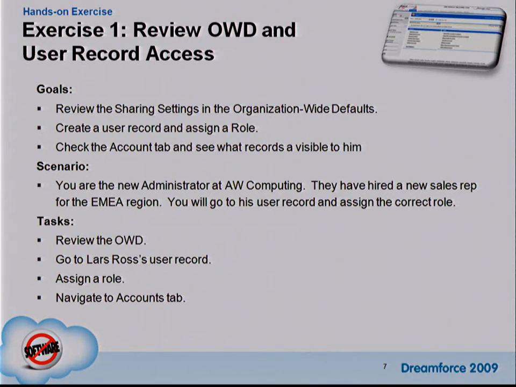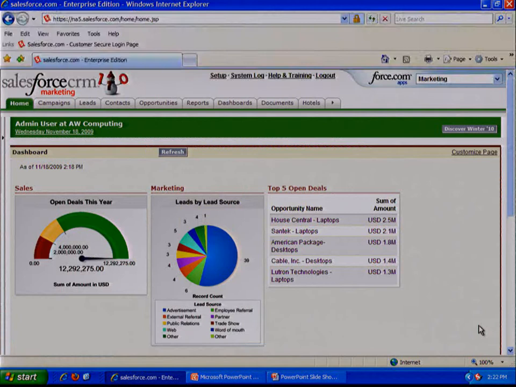So in this scenario, we're administrators for AW Computing. We have a new colleague on board who's an EMEA sales rep. So we want to make sure that they're seeing the data that they should be. Okay? All right, so let's go ahead. So again, you have an exercise guide that'll walk you step by step, but you can just listen to the click paths that I call out.